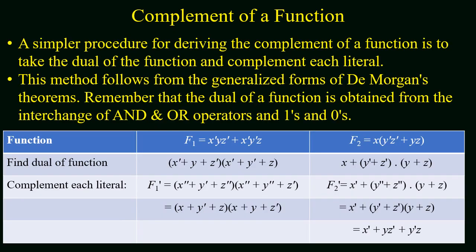Now in the generalized form of De Morgan's theorem, we said that the complement of a function is obtained by interchanging and or operators and complementing each literal. Here, interchanging and or operators is similar to finding the dual of the function. So a simple procedure for deriving the complement of a function is to find the dual of the function and complement each literal. This method follows from the generalized form of De Morgan's theorem.